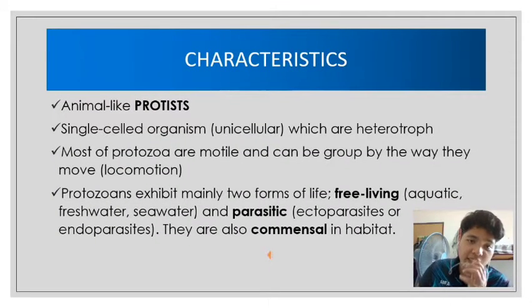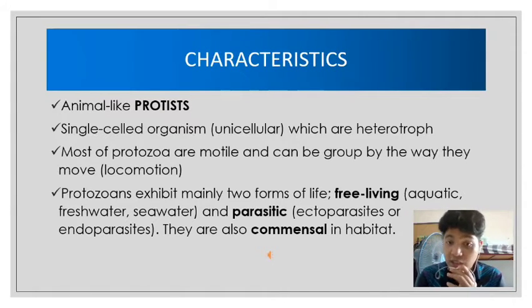The characteristic of protozoa is that it is an animal-like protist. It is also a single-celled organism, which is unicellular, and heterotrophic. Most protozoa are motile and can be grouped by the way they move, which is locomotion. Protozoa exhibit mainly two forms of life. First, free-living, which means they can live in aquatic, freshwater and seawater. The other form of life is parasitic, which is enteroparasite or endoparasite. There are also commensal inhabitants.